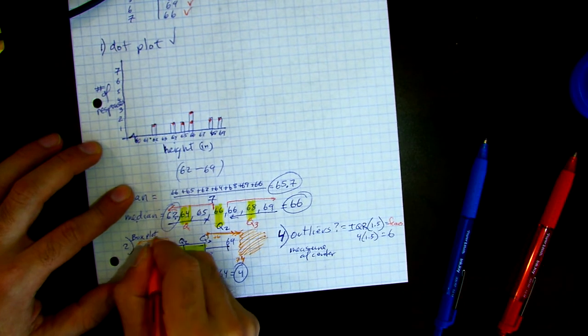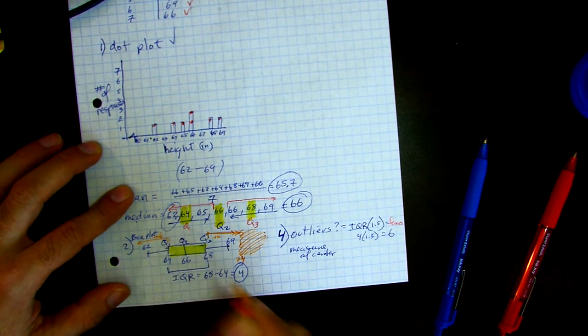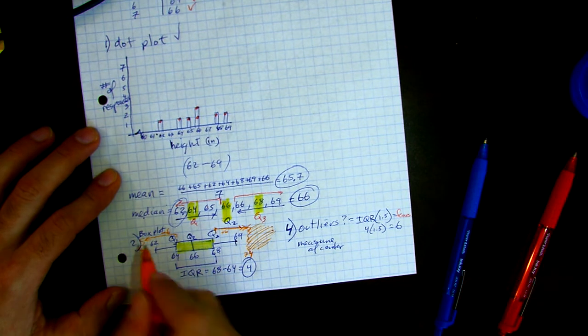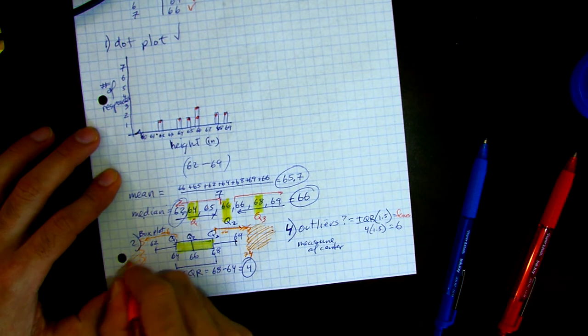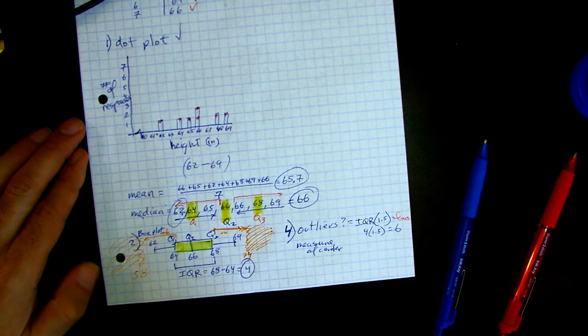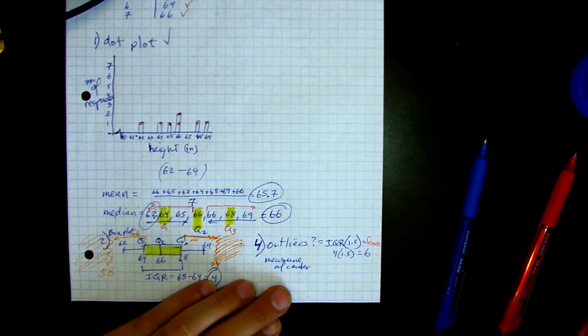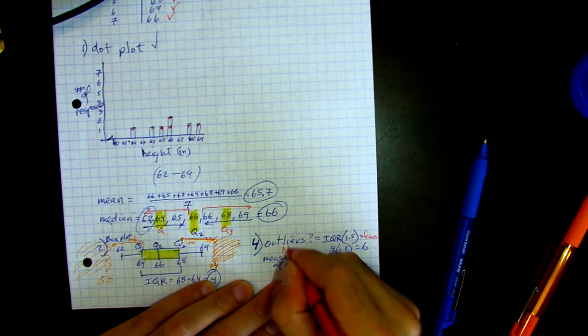Next, since the fence distance is 6, I go from Q1 in this direction, minus 6, because to the left is minus. 64 minus 6 gets us over here to 58. Anything 58 and lower would be an outlier. Let's see where we got. 62 is my minimum. So there are no outliers.